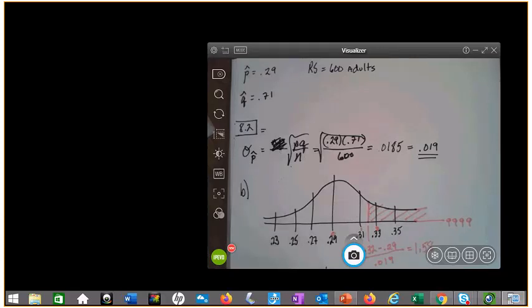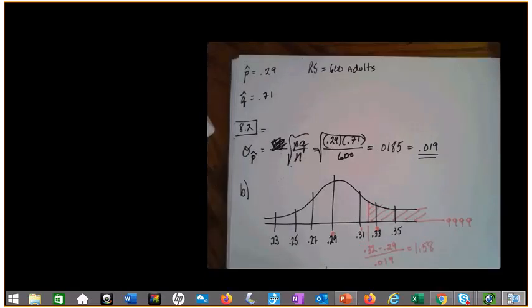Takes a minute for this calculator to pull up. Come on, you can do it.